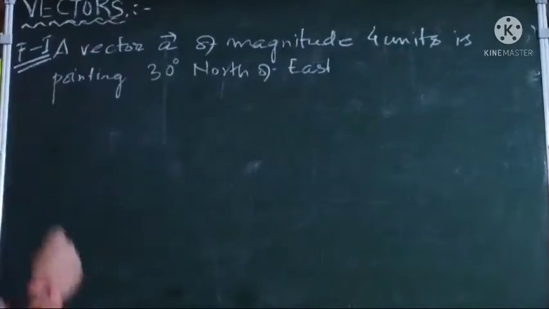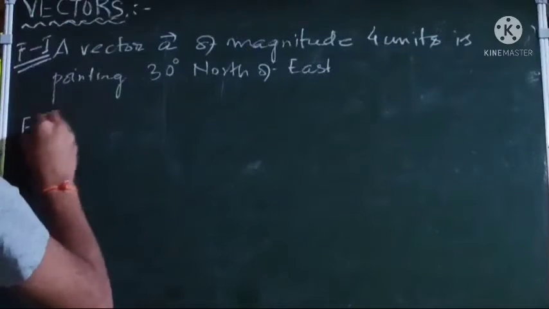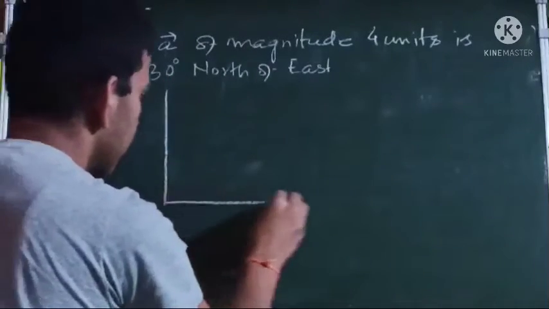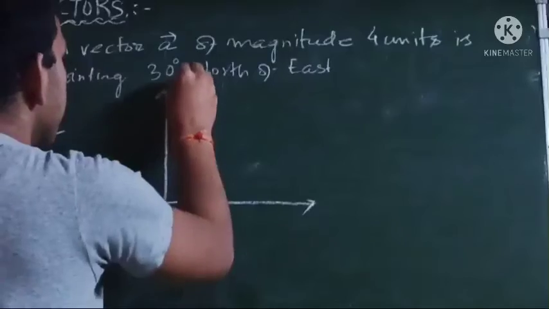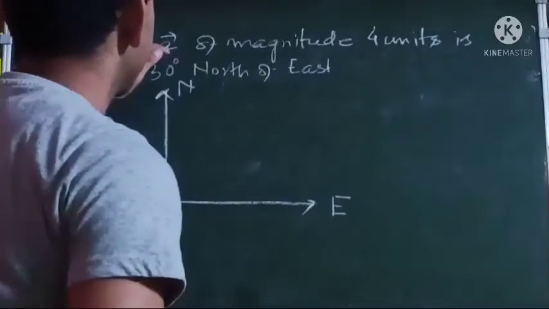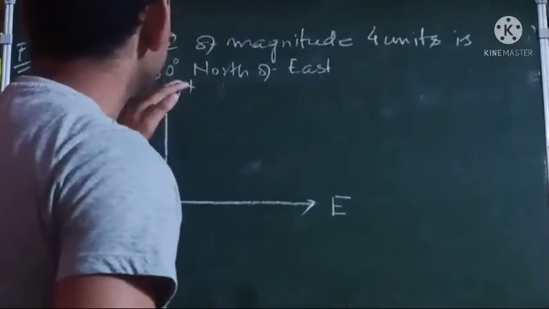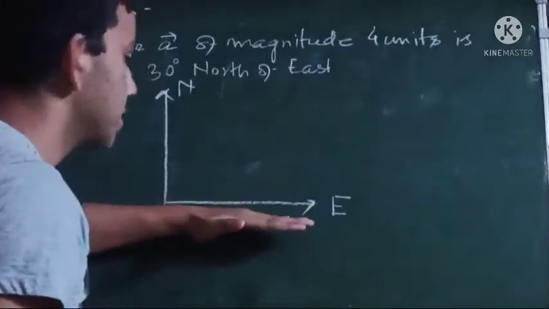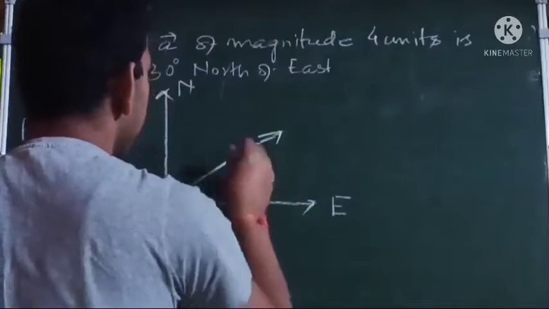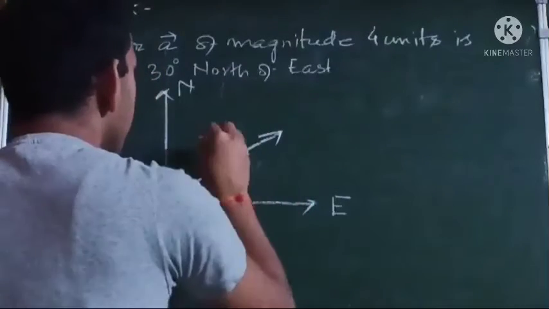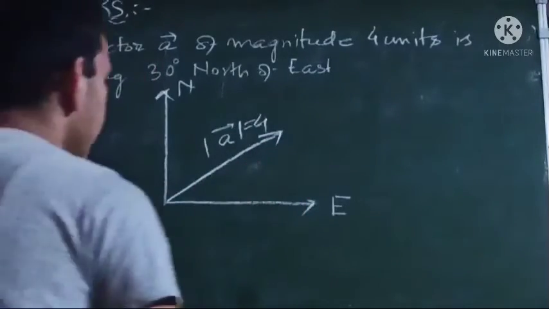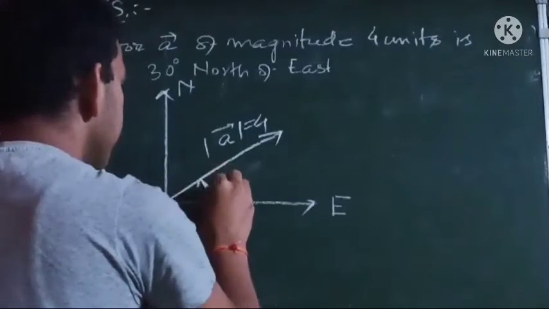Now let's see form number 2. We can represent this statement diagrammatically. Let this be north direction, this be east direction, and the vector A vector is of magnitude 4 units and pointing 30 degree north of east. That means from east direction we have to move 30 degree towards north. Let this be the vector A vector whose magnitude is equal to 4 units. That means this length represents 4 units and this angle is 30 degree.